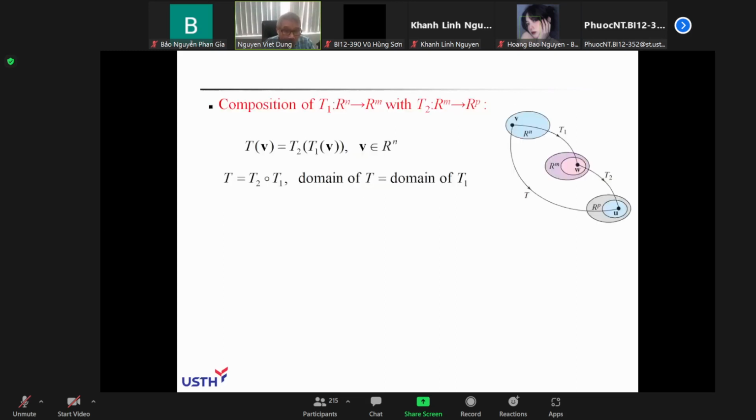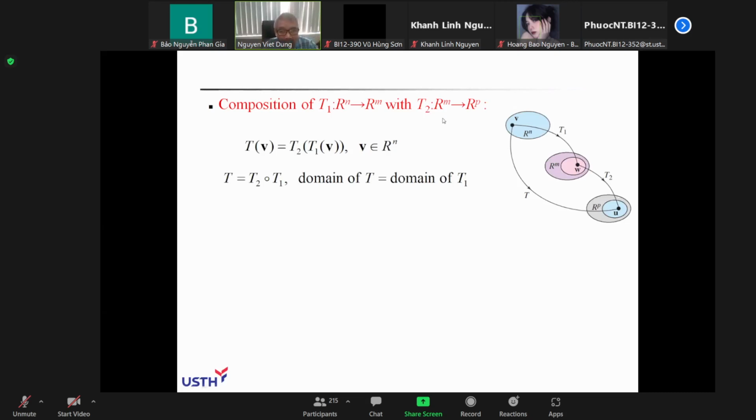Let me continue. Now we continue with the notion of composition. Composition of two maps, T1 and T2. And in the composition of two mappings, you need to remember that the order of the two maps is very important. Why is that? You can look at the picture here.